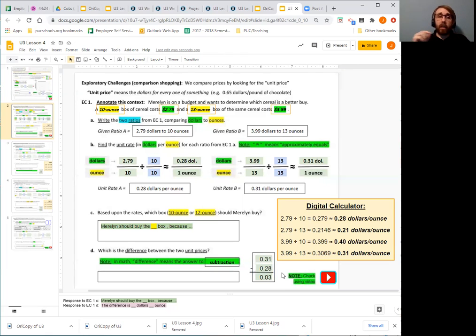So that means for the 10-ounce box, you're saving 30 cents. 3 cents for every ounce. So 30 cents total is being saved if you were to buy a 10-ounce box for that price versus a 10-ounce box with the type of price that this other one has. So you can copy and paste from the sentence stems down at the bottom, and you can say that the difference is $0.03 per ounce.